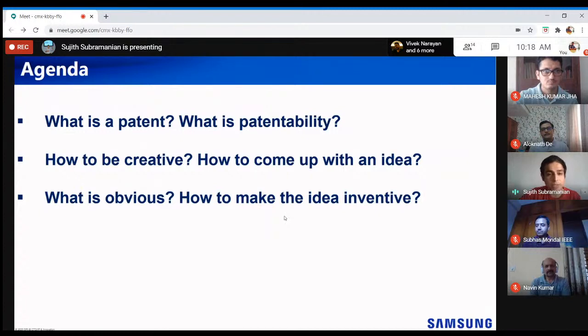Next, you have to come up with an idea. Now, how can we be creative and come up with an idea? That is another topic that we'll be going through. Now, is it just enough if you have an idea? How do we convince someone that the idea is beyond something that is already there and beyond obvious? How can we say that our idea is inventive? This is the overview of the topics that we'll be going through in today's session.